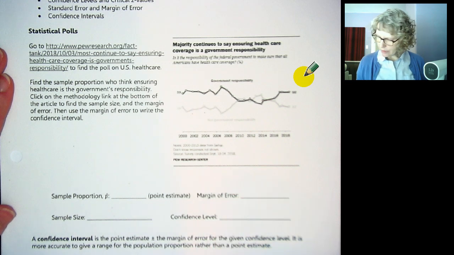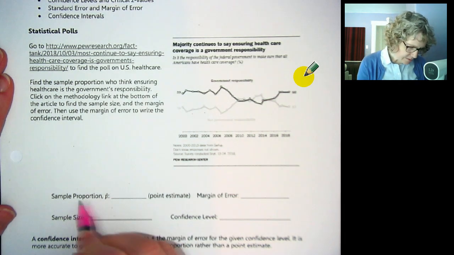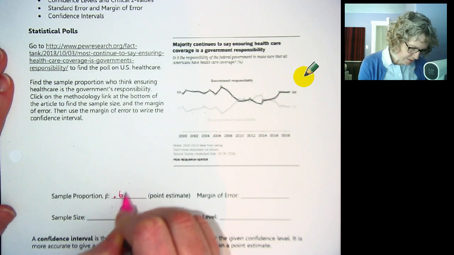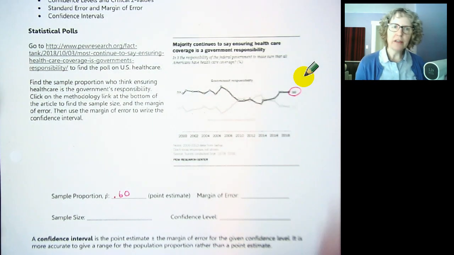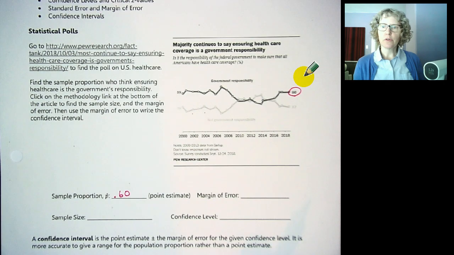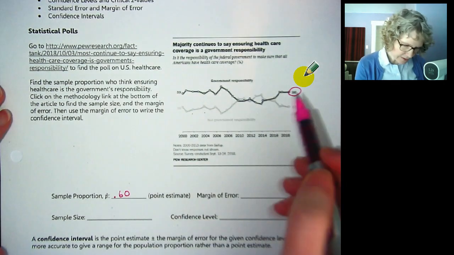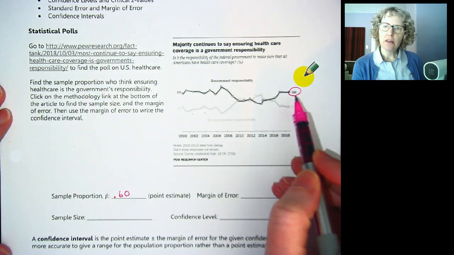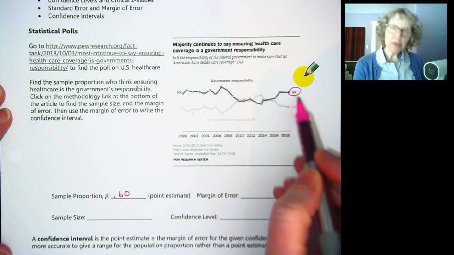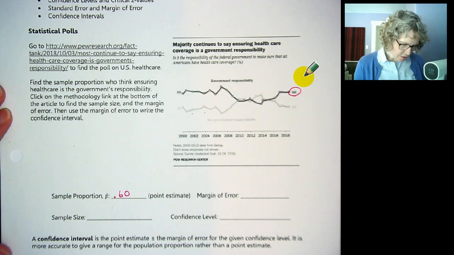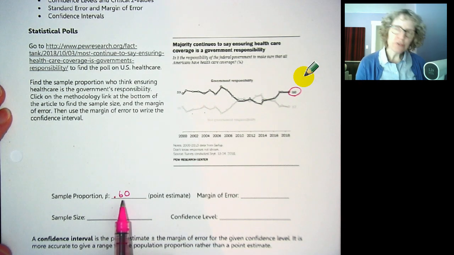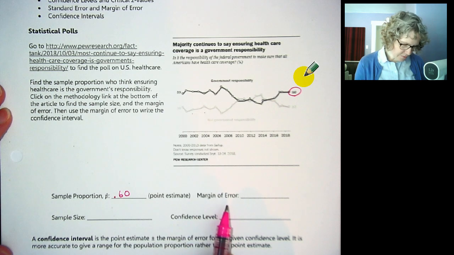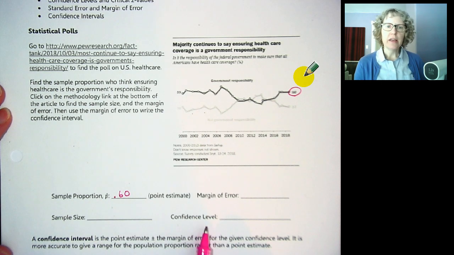Okay? So one thing we can say right away is their sample proportion is 0.60, because they found that 60% of the people they surveyed at that time said yes. They said that the government should be responsible for healthcare. Okay, so we need to look for margin of error, sample size, and confidence level.